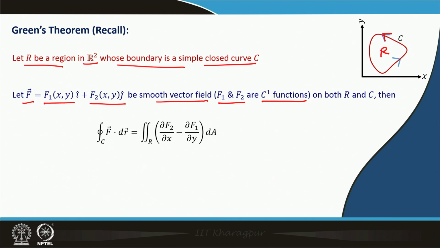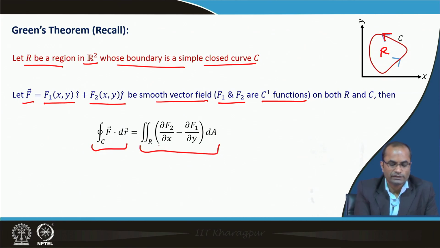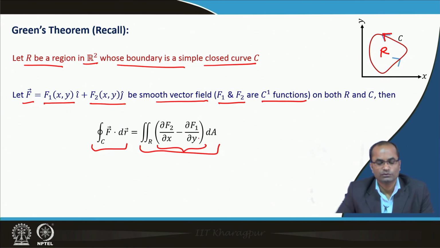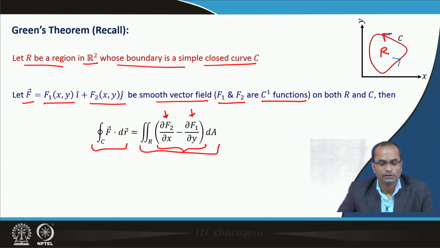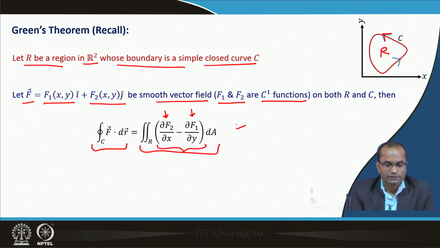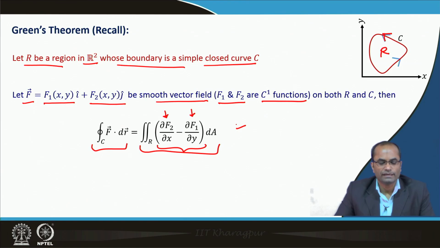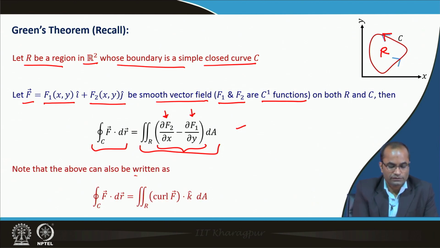Then Green's theorem says that this line integral of f dot dr is equal to this area integral, where the integrand is the difference of two partial derivatives: the partial derivative of f2 with respect to x and the partial derivative of f1 with respect to y. Having this, we will rewrite Green's theorem in a slightly different way.